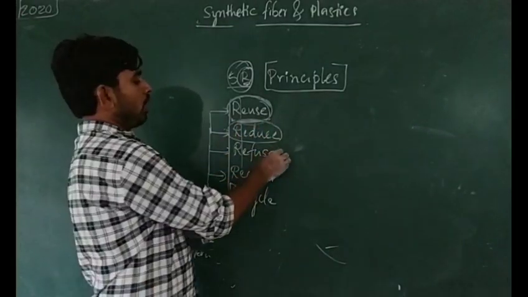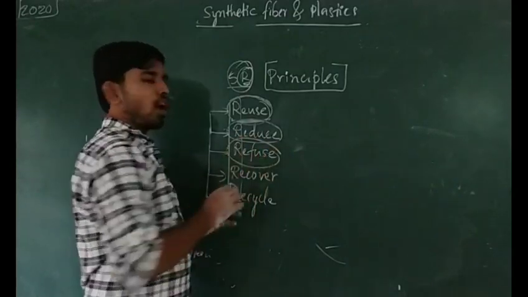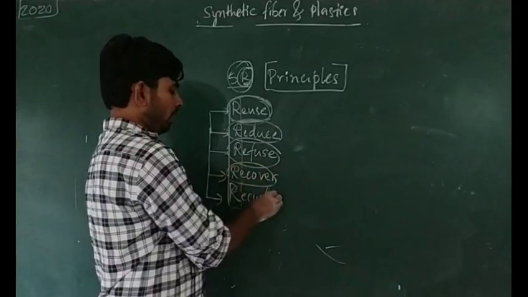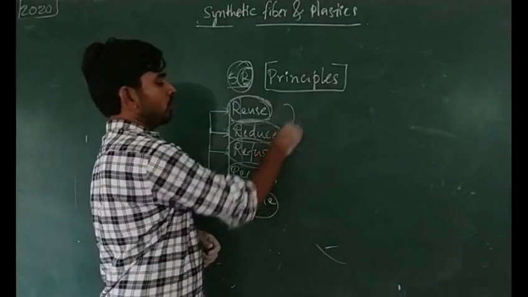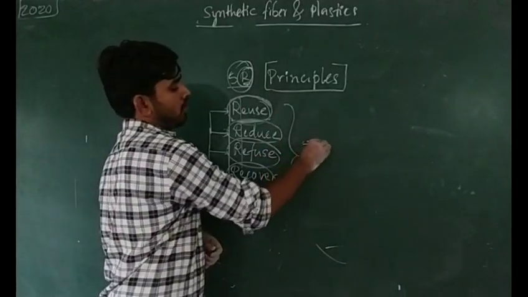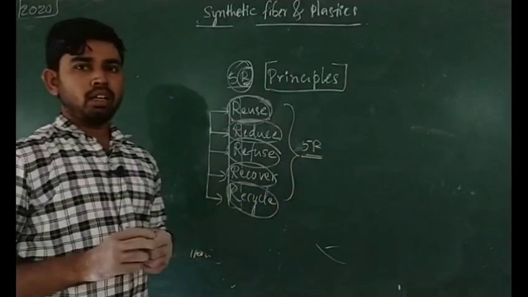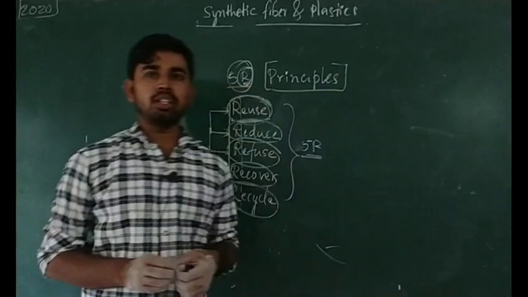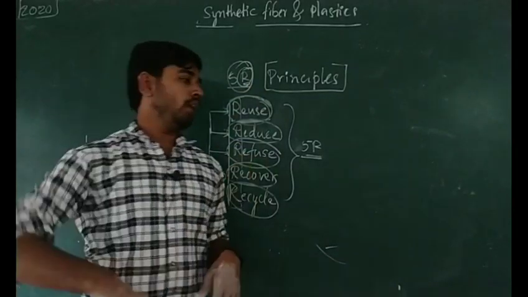Next, we can refuse, which means we can stop using plastic, we can recover, and we can recycle also. By using this 5R system we can save the environment from plastic pollution. In this way we can save the environment.